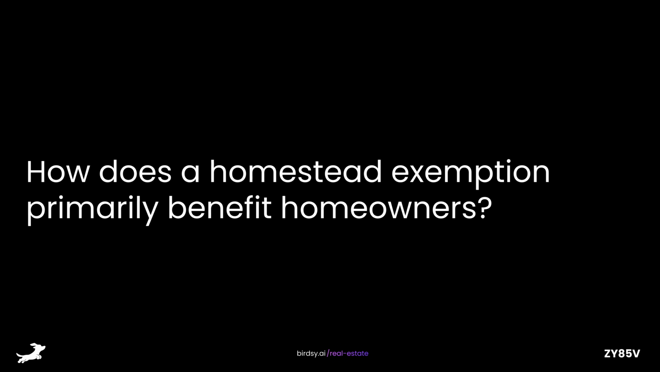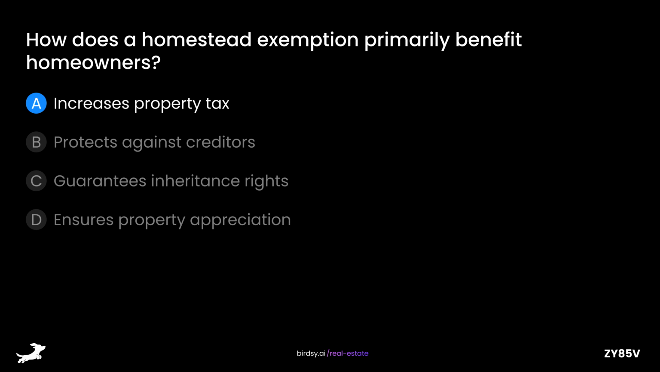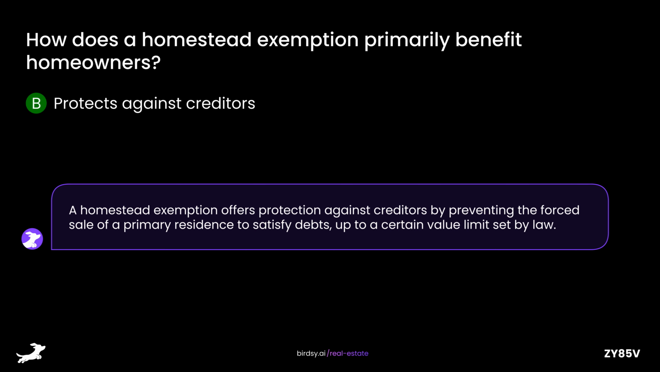How does a homestead exemption primarily benefit homeowners? Is it A, increases property tax, B, protects against creditors, C, guarantees inheritance rights, or D, ensures property appreciation? The answer is B, protects against creditors. A homestead exemption offers protection against creditors by preventing the forced sale of a primary residence to satisfy debts up to a certain value limit set by law.